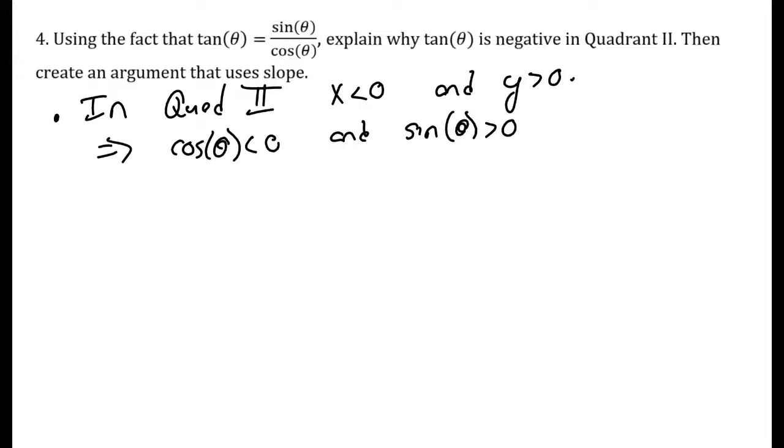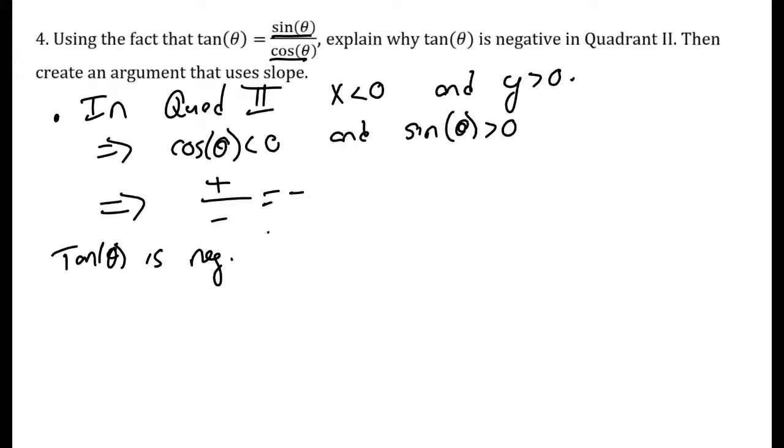So we know from third grade, probably, that a positive divided by a negative is negative. My sine is positive, divided by a negative value, my cosine theta is negative, we get a negative answer. So tan of theta is negative because a positive divided by a negative is negative.